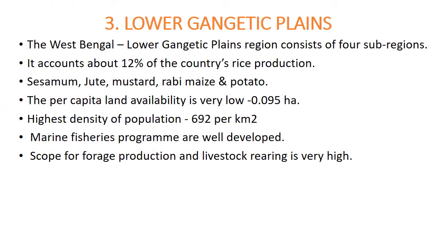Next, lower Gangetic plains. This region consists of West Bengal, and the lower Gangetic plain region consists of 4 subregions. It accounts for about 12% of the country's rice production. Main crops are sesame, jute, mustard, rabi maize, and potato. The per capita land availability is very low, that is 0.095 hectares.